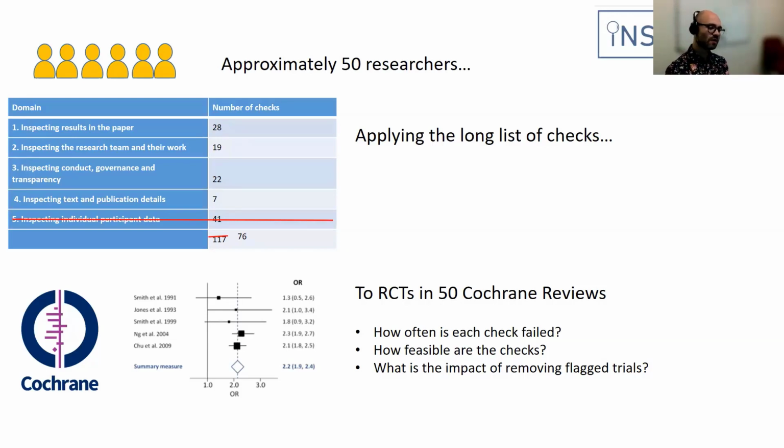How often is each check failed? How often does it flag problems? How feasible do people find the checks? We give people the option to rate a check as not being feasible. So how feasible do people find the checks to perform? And then we can look at, what is the impact of removing trials flagged by all of the checks? What impact does that have on meta-analysis, on the number of participants removed, etc.?